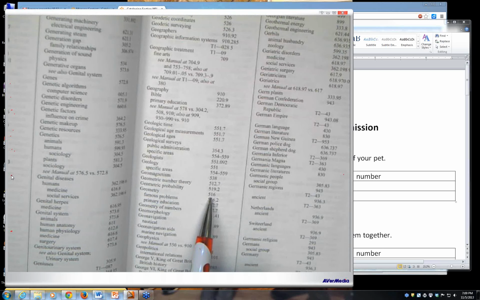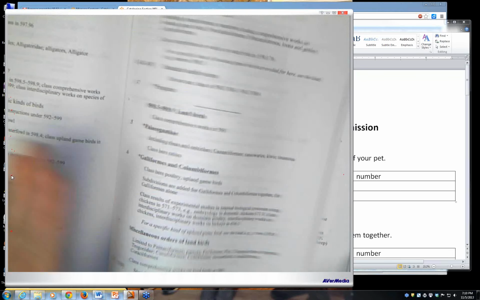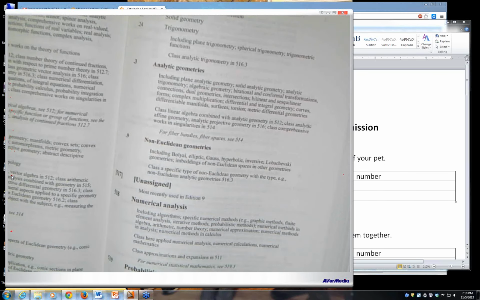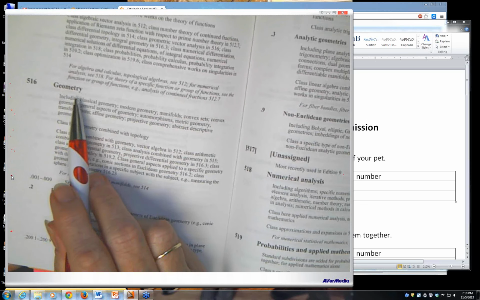Geometry is at 516. Famous problems, primary education, we don't know. We're just told history of geometry. Geometry is all we know. So let's go to 516. Here's geometry, 516. Let's read our notes.